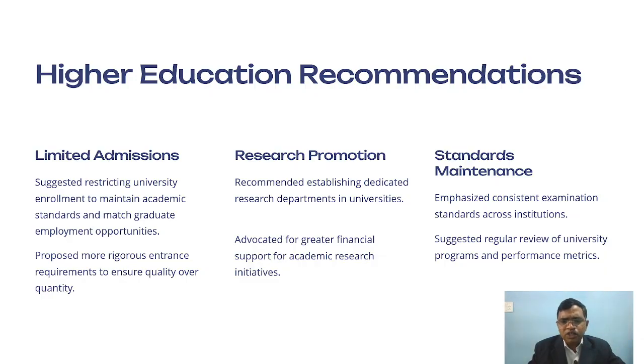So during the British period, they established Mumbai University, Madras University, Kolkata University. So they want the entrance to be for a few people, quality people, and there should be research promotion. Then the maintenance of the universities is strictly to be done. So these are the higher education recommendations by the Hartog Committee.